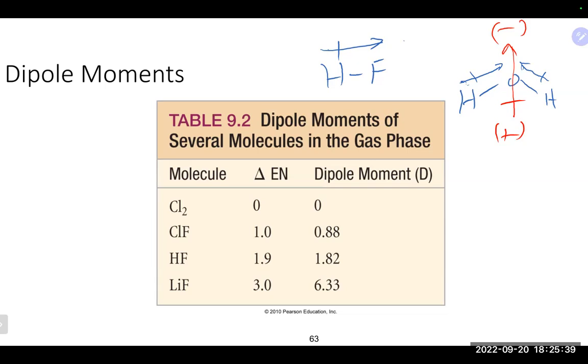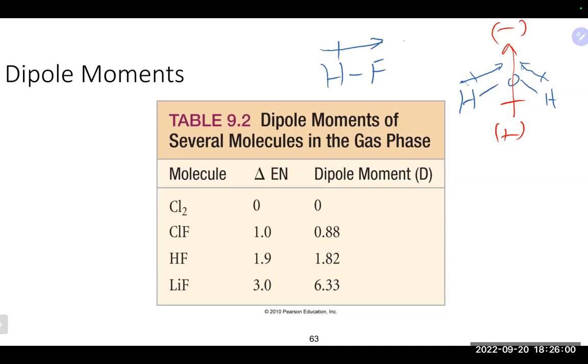But in the case of water, for example, the overall dipole moment would be represented by the red arrow in the middle, I don't know if you can see it there. The individual arrows on the side would represent the individual bond dipoles, which you would use difference in electronegativity to figure out.